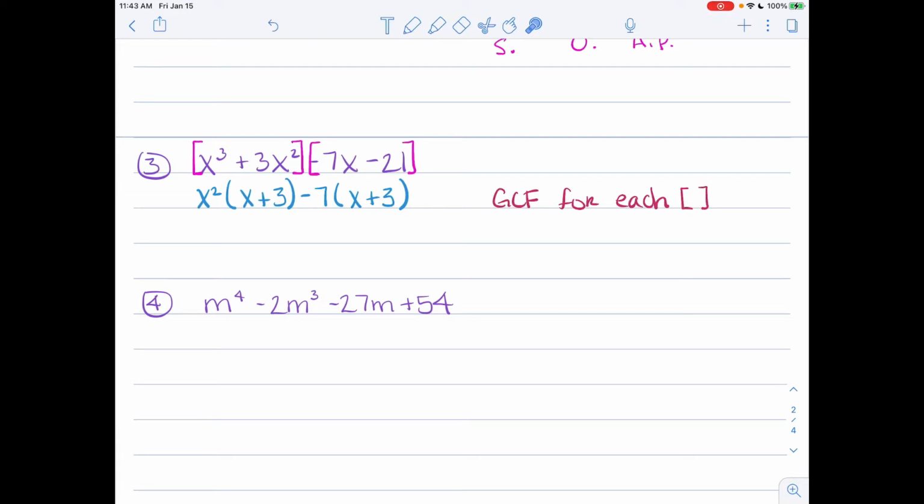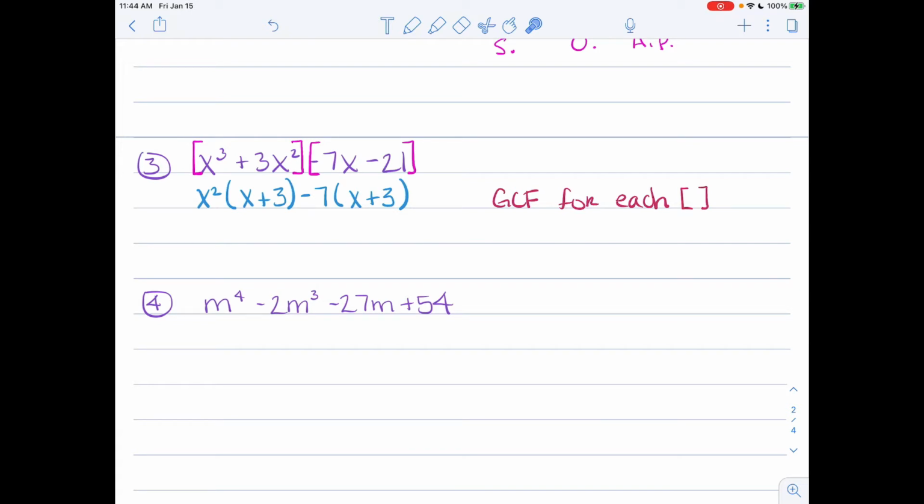Notice something special here. x plus 3 in parentheses, x plus 3 in parentheses. Those are alike. And this is the magic of grouping. If you are able to group as a method of factoring, that's always going to happen. If they are the same binomial but the signs are different, you probably forgot to factor out a negative. Go back and do that, and then you will have the same thing.